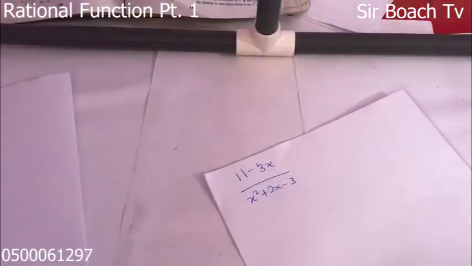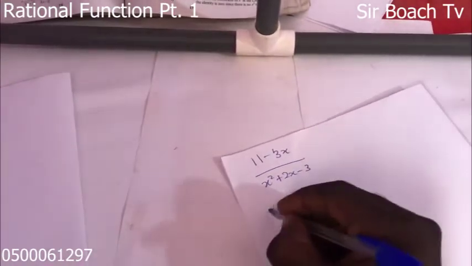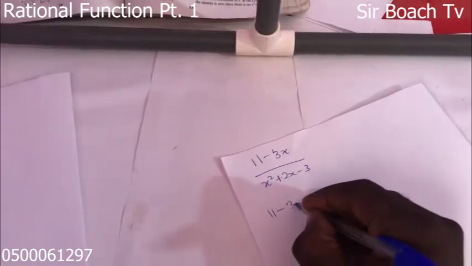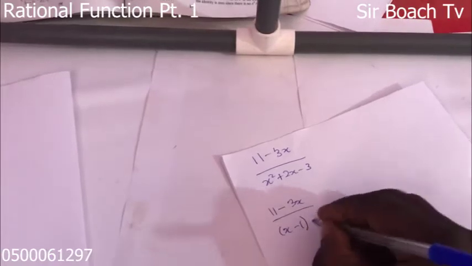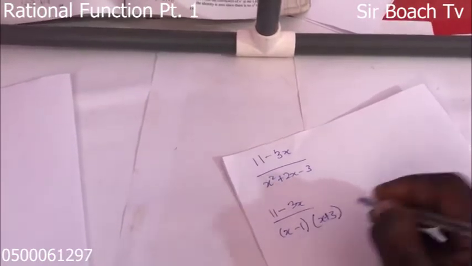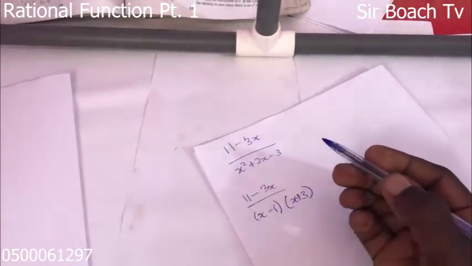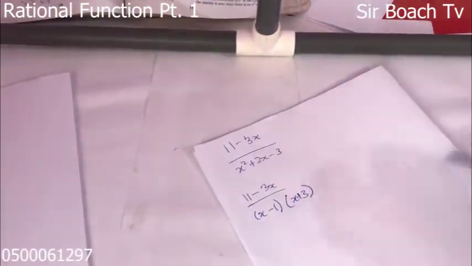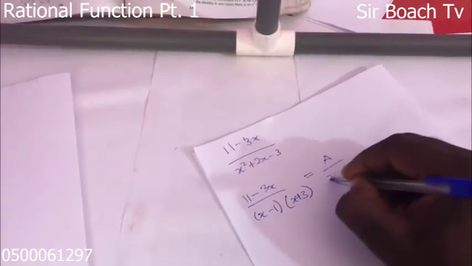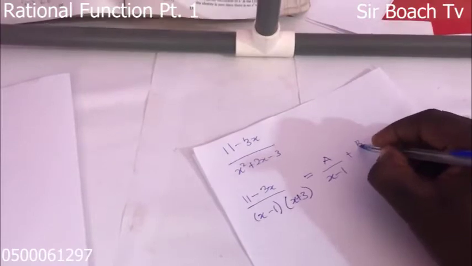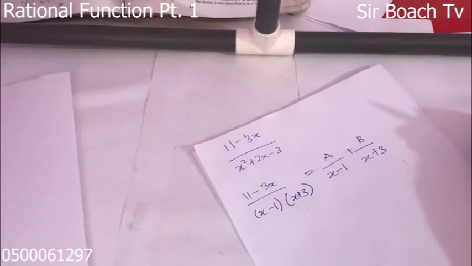So now, with this one, when we simplify and factorize the bottom, we are going to get 11 minus 3x all over x minus 1 bracket x plus 3. We are going to get this when we simplify, like I did in the second example, at the corner there. So with this one, it can be written as a on x minus 1 plus b on x plus 3. Okay, like this.